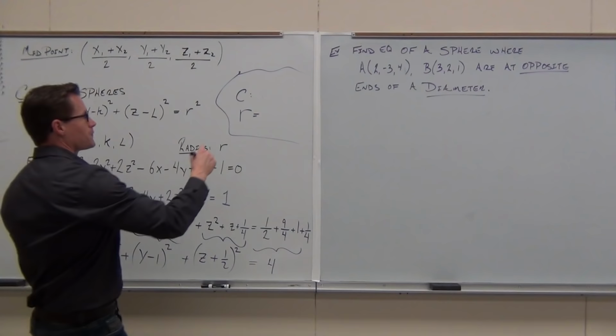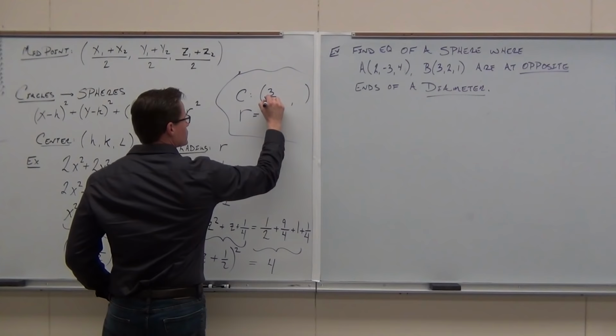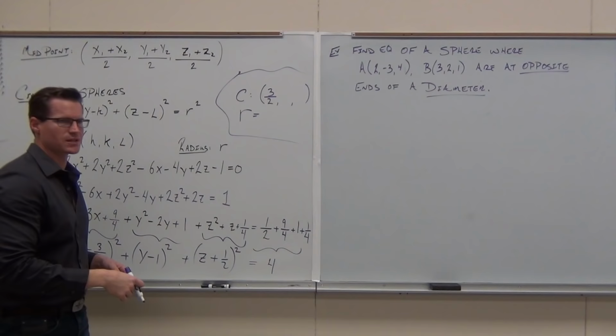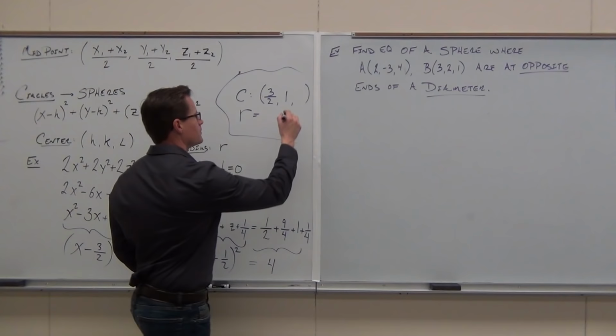True or false, the first coordinate, the x-coordinate of our center is going to be negative. True or false? False. Good. What's the x-coordinate for our center? 3. It's always the opposite of that sign that's in there. That's the way the shifting works inside parentheses. That's like a translation that you learn from intermediate algebra. What's the y-coordinate, please, everybody? 1. What's the z-coordinate? Negative. You caught it. Perfect.